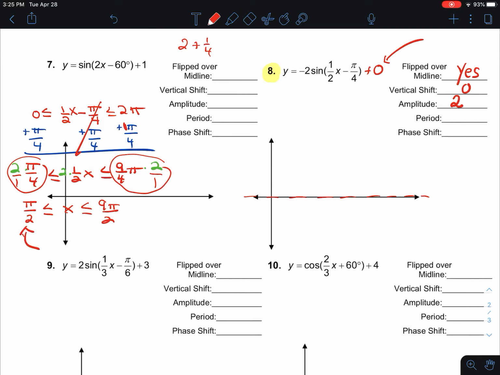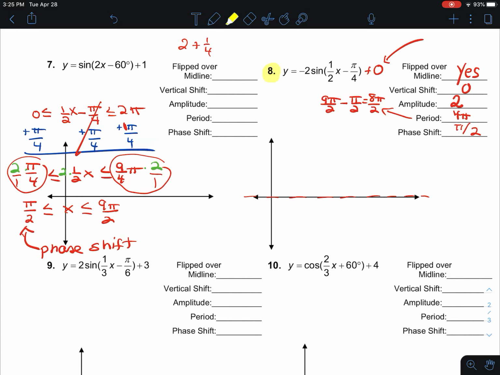Okay, this first number here, that's my phase shift. That's where my wave starts. That's the answer to the last blank. And then the period length is where the wave ends minus where the wave begins. That would be 8 pi over 2, which reduces to 4 pi.